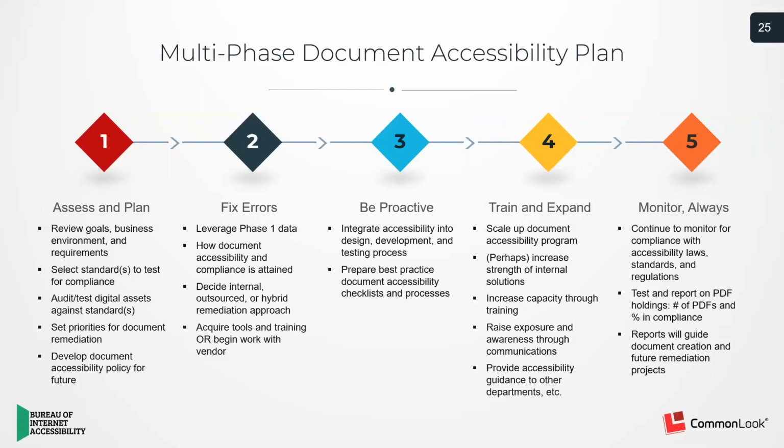Once you've identified the priorities, what you need to work on, then you're going to go back and fix the errors. You're going to use remediation tools, automated testing tools and manual testing processes to remediate your documents and make sure they're accessible. And then you're really looking to be proactive and plan this out.